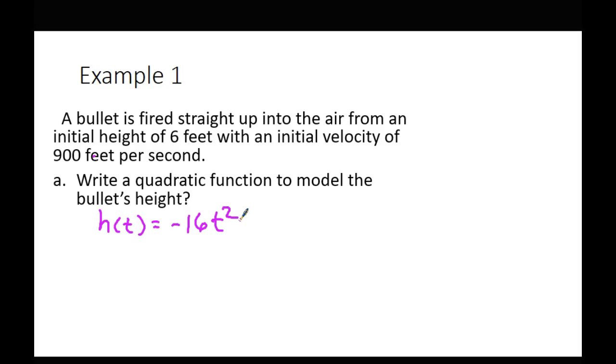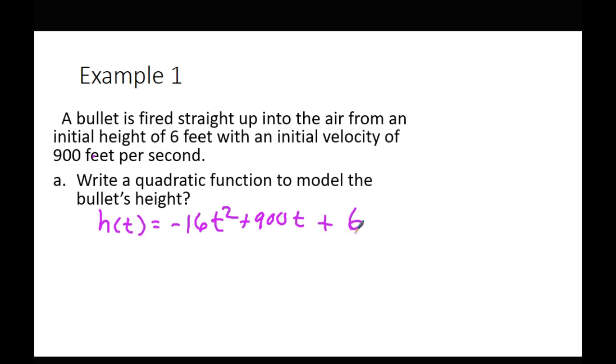What comes next is our initial velocity. What's our starting velocity? It's 900. Now, is it a positive velocity? It's positive because it shot up in the air, right? Not down, but up. So we're going to say it's plus 900, and then there's a t next to it. And then after that comes our starting height. What's my starting height? 6 feet.